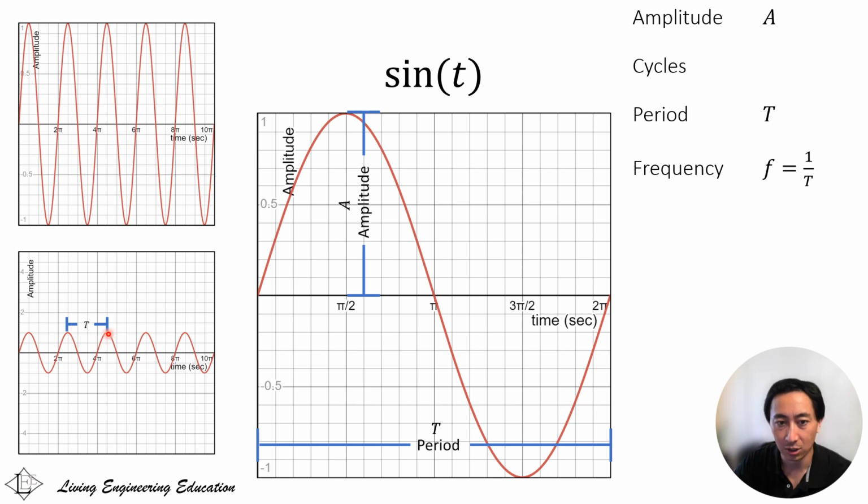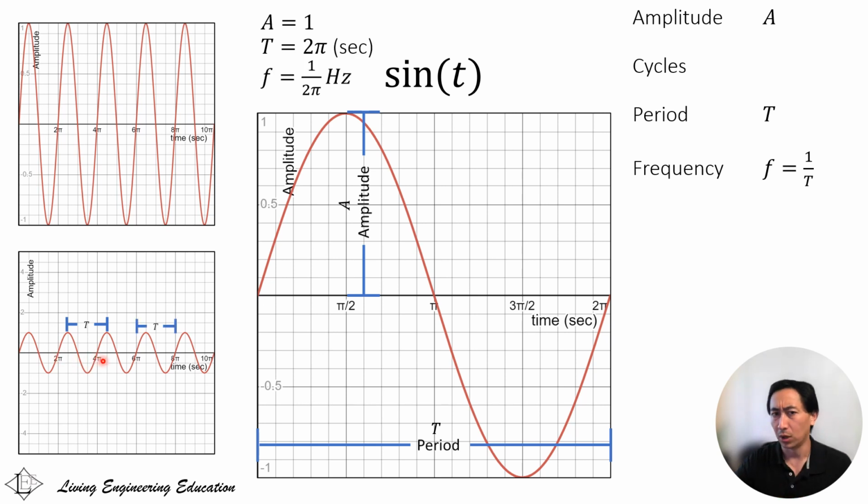And so again, you can define the period as from peak to peak, or you can go from 0 to the second 0 point, because you're going to cross a 0 coming down and then coming back up. That's the period that you're looking at. So either way is fine. In this case, this graph has an amplitude of 1, a period of 2 pi, and a frequency of 1 over 2 pi hertz.